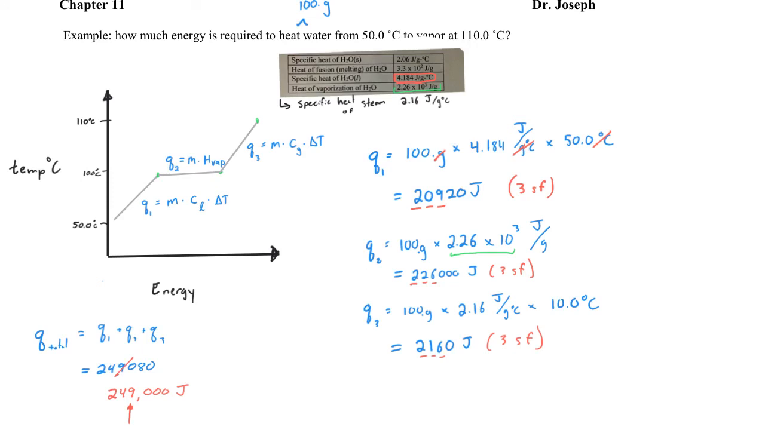So that's how we compute the energy, or Q, for a process that involves not only changes in temperature, but changes in state. With that, I will wrap up this lesson and the Chapter 11 lecture note outline packet.